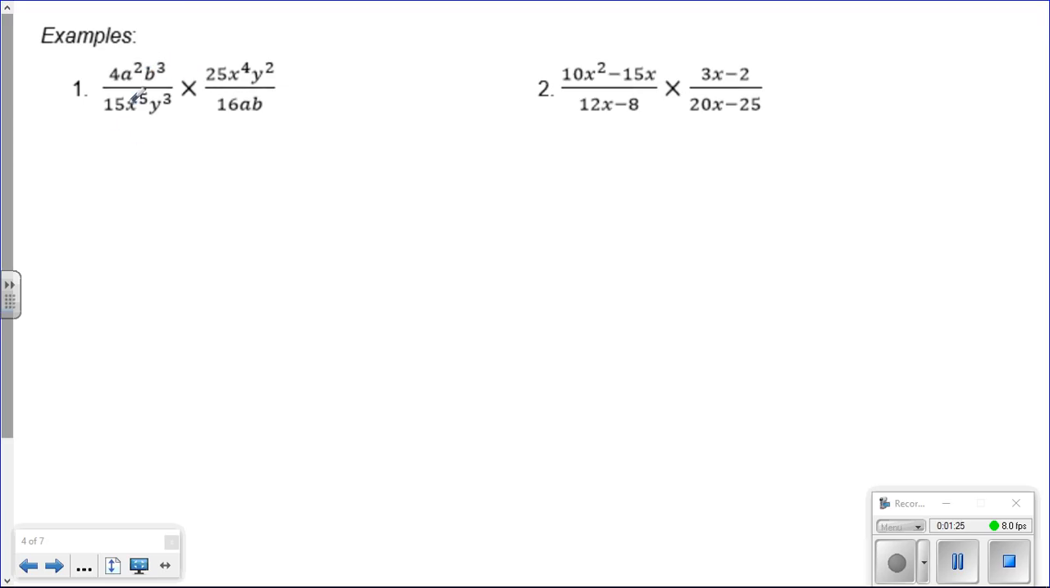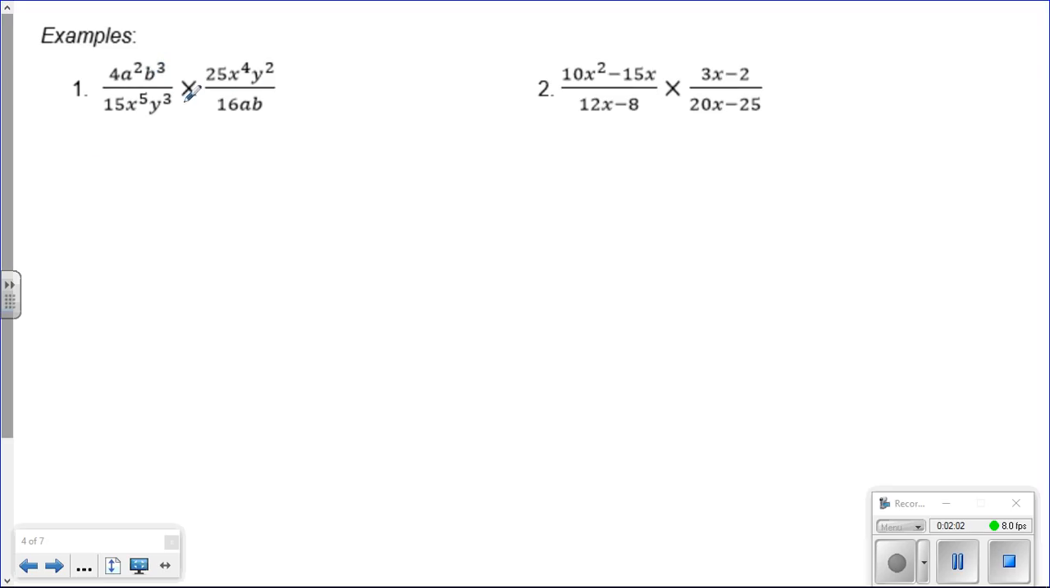So I can multiply 4 times 25. Well, on this first one, if I'm following the steps, 4a squared b cubed, there's nothing you can factor out of this because there's nothing in common for every single term. You have a 4, an a squared, and a b cubed. Can't do anything with that. 15x to the fifth y cubed, again, same problem. I can't take anything out. There's nothing in common. And then this one and this one, the same thing. So the reason I'm jumping straight to step number 2 is because I can't factor the numerator or the denominator of either one of these.